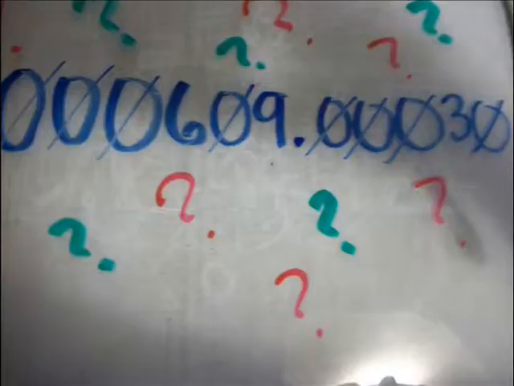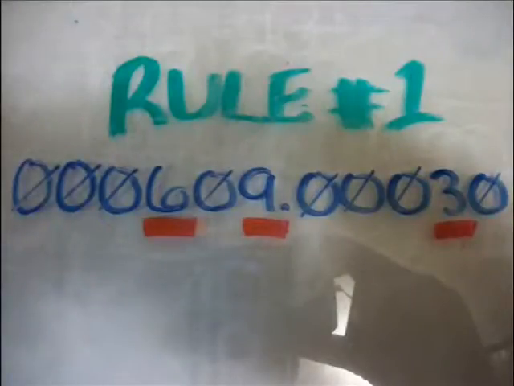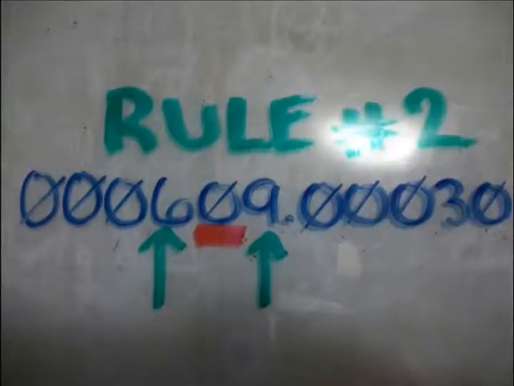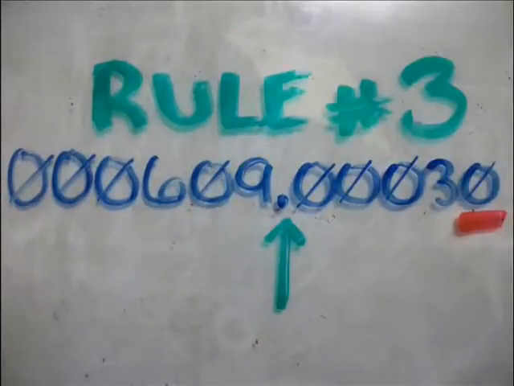Quick example. 0.00609.00030. How many sig figs? Well, 6, 9, and 3 are all significant because they are non-zero numbers, Rule 1. The 0 between 6 and 9 is significant because it is in between the both of them, Rule 2. And lastly, the 0 behind the 3 is significant because it is trailing and the decimal point is present, Rule 3.